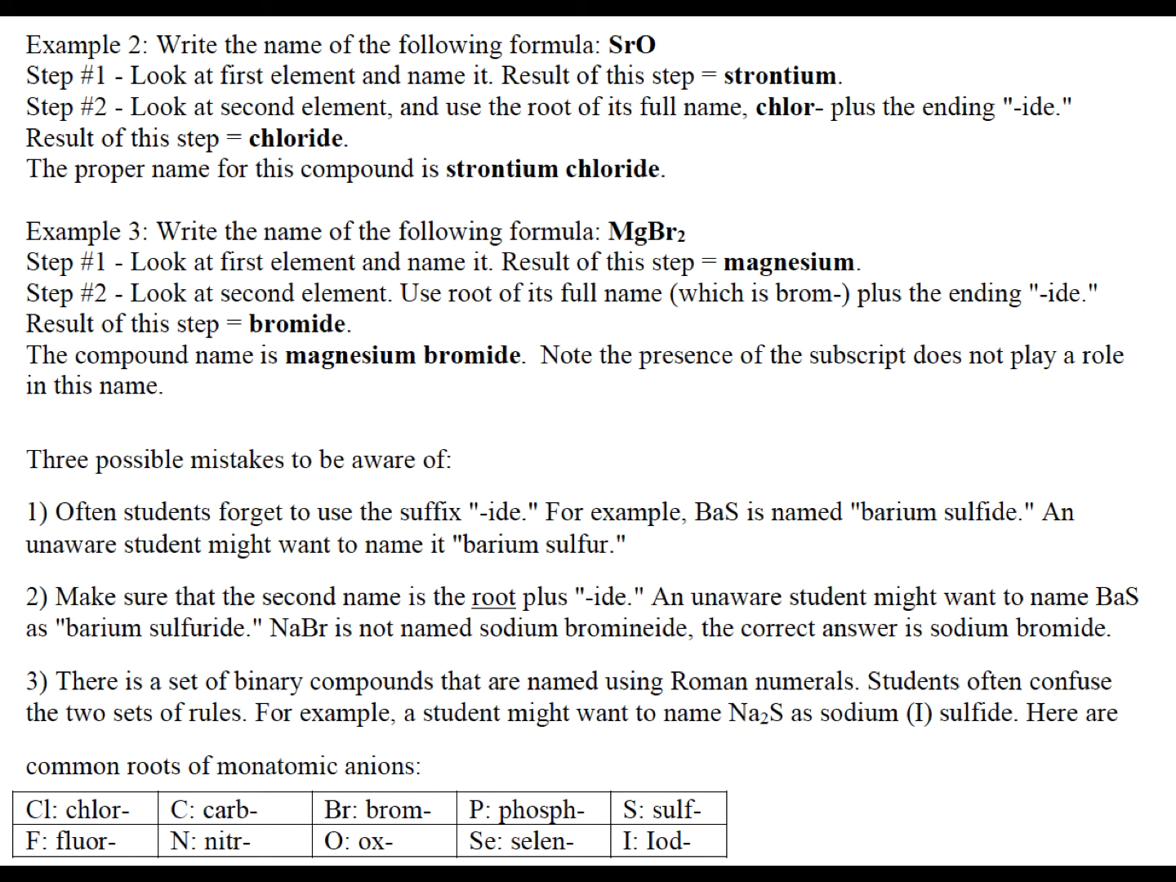Number 3, there is a set of binary compounds that use Roman numerals. Students often confuse these two sets of rules. For example, a student might want to name Na2S, sodium(I) sulfide. Here are the common monatomic anion roots.